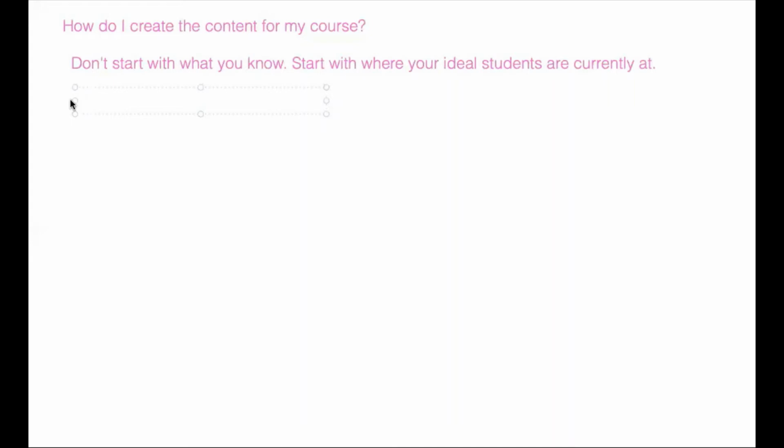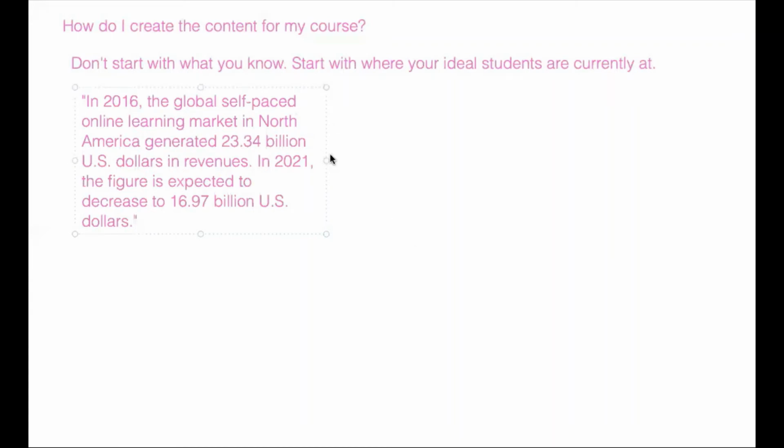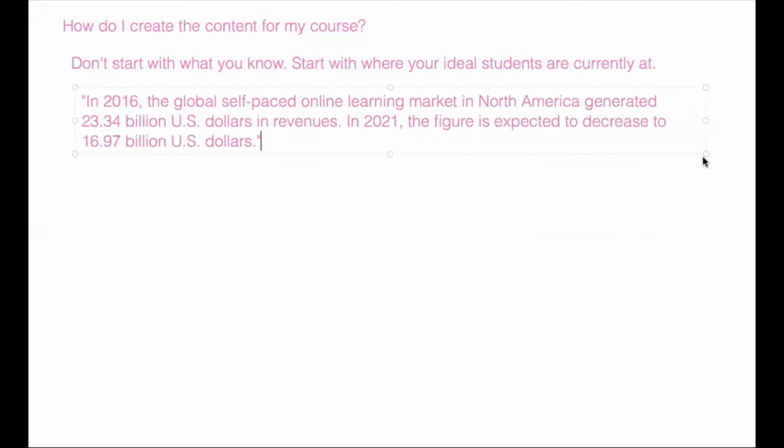Two different things. Now here's another important reason why you want to make your content results-oriented rather than focusing too much on information. There's actually research on Statista.com, and they said that the self-paced online learning market has generated $23.34 billion in revenue in 2016. So that's what, 24 years ago, right? But in 2021, this year, that's actually expected to decrease to 16.97 billion US dollars. And that is a huge decline, don't you think?